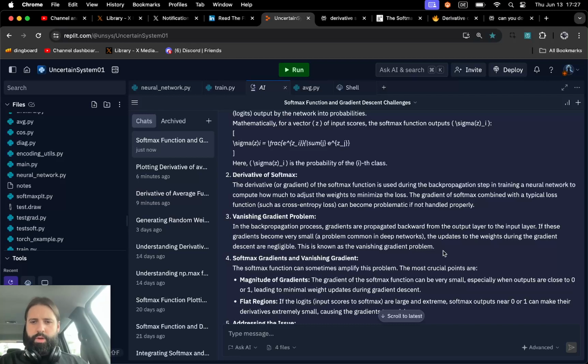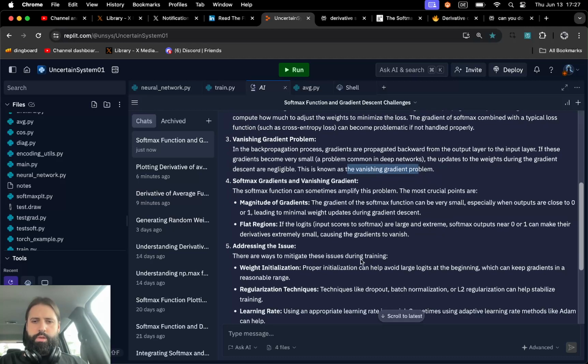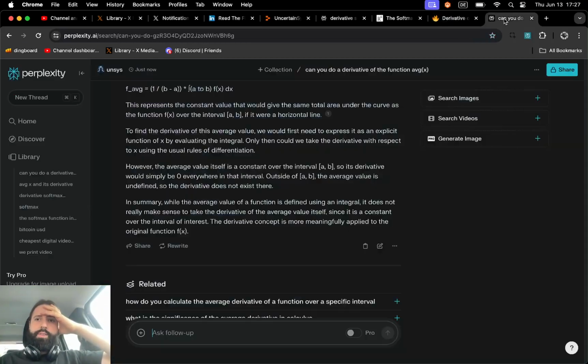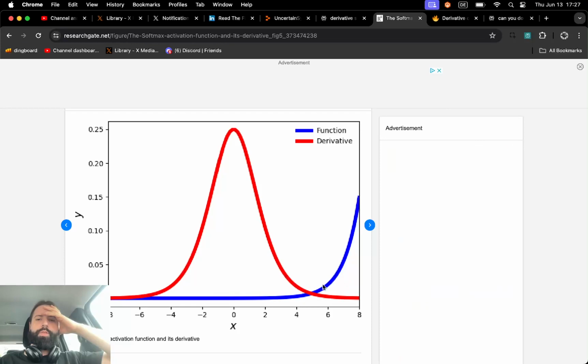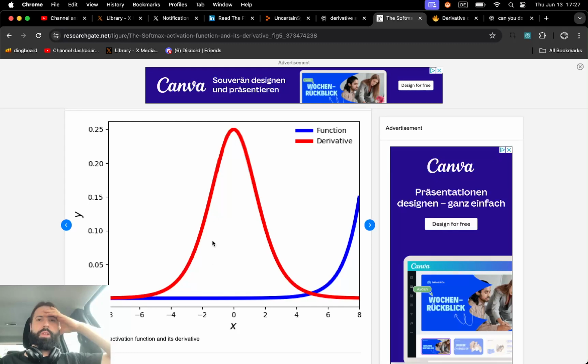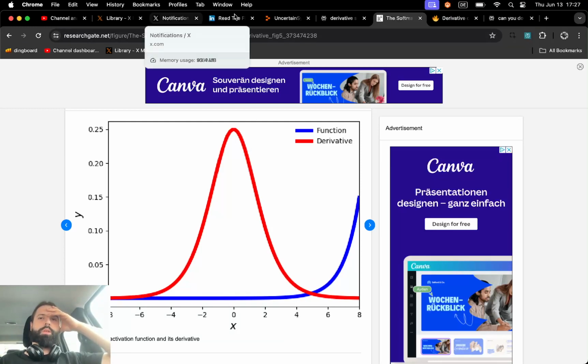If these gradients become very small, a problem common in deep networks, the updates to the weights during gradient descent stall. This is known as the vanishing gradient problem. Flat regions: if the logits, the input scores to the softmax, are large and extreme, softmax outputs near 0 and 1 can make that happen. That is probably what's happening, right? I guess the narrower this spike is, the more this affects the loss. I'd like to understand why this is something to be expected.